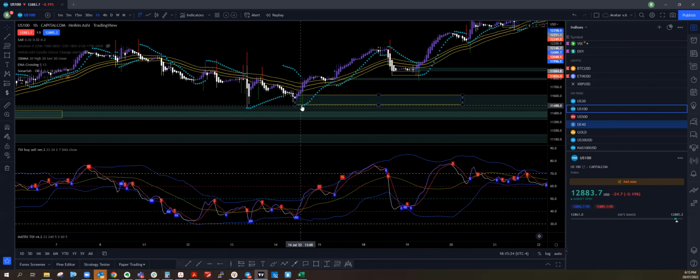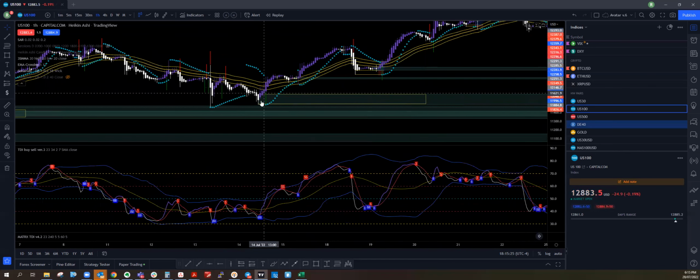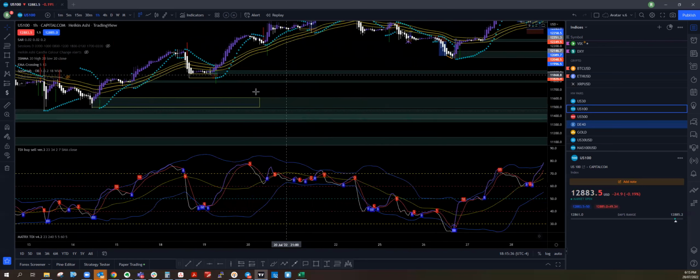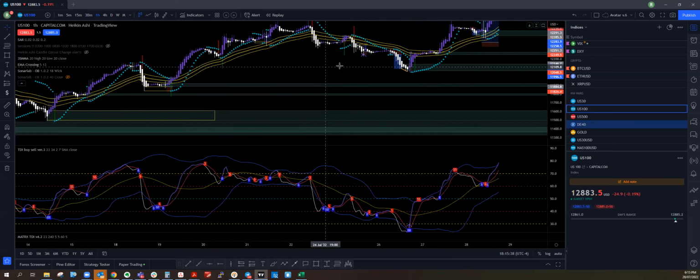And if you see here, this is another order block that I marked, and it also coincided with them. This was on the 5 minute, but it coincided with the 1 hour order block. And yeah, price likes to come back to these and then reject.